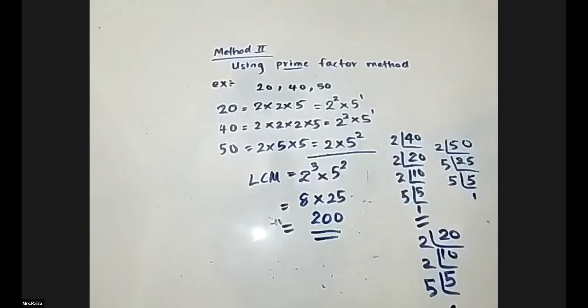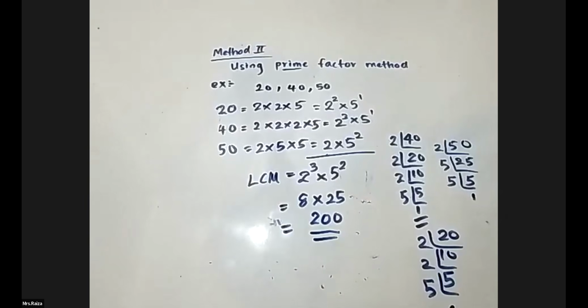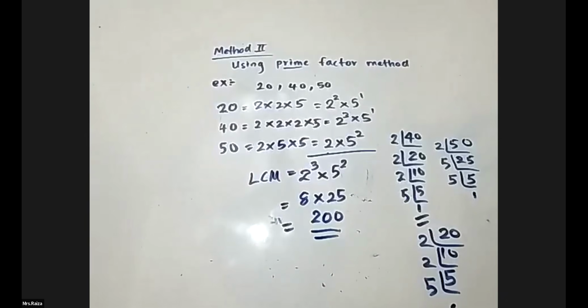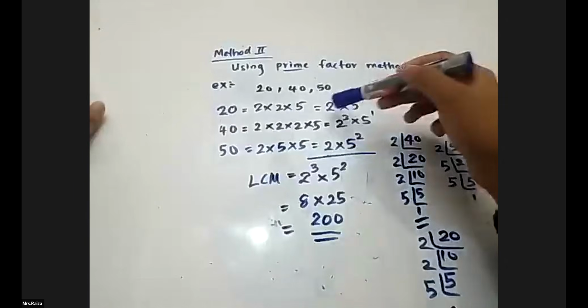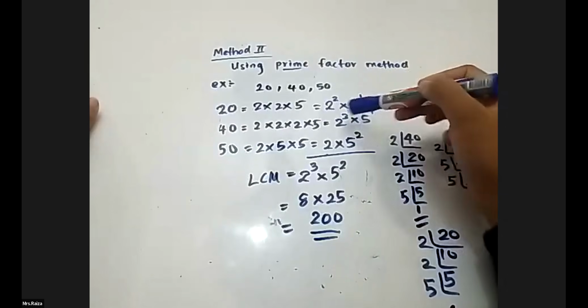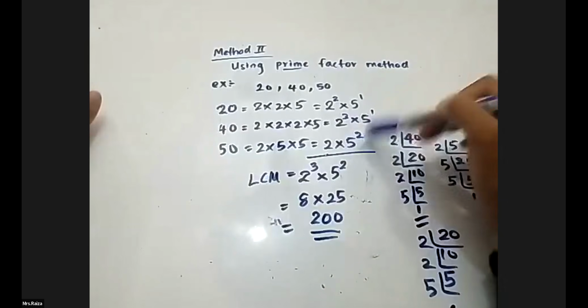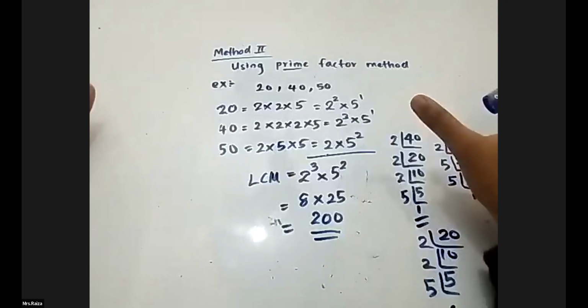Highest power, okay, the thing you didn't understand, right? Others, copy down. Highest power means you can see the numbers 2 and 5 here, right? Number 2, number 5, number 2, number 5, number 2, number 5. Only those two numbers are there, right?